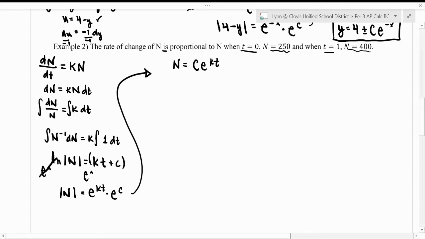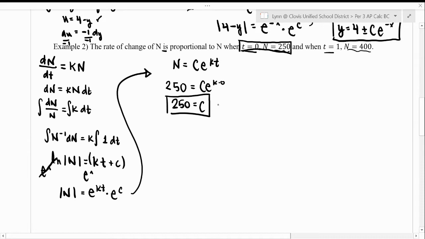And so we're going to have to substitute in twice so that we can use both of these pieces of information. So I'm going to start with this one. So when t will be replaced with 0 and n will be replaced with 250. So that would give me 250 equals c, e to the k times 0. And then this would be 0 and e to the 0 is 1. So then I know c is 250. Okay, so there's c. So I know that one. So now I'm left to finding k.